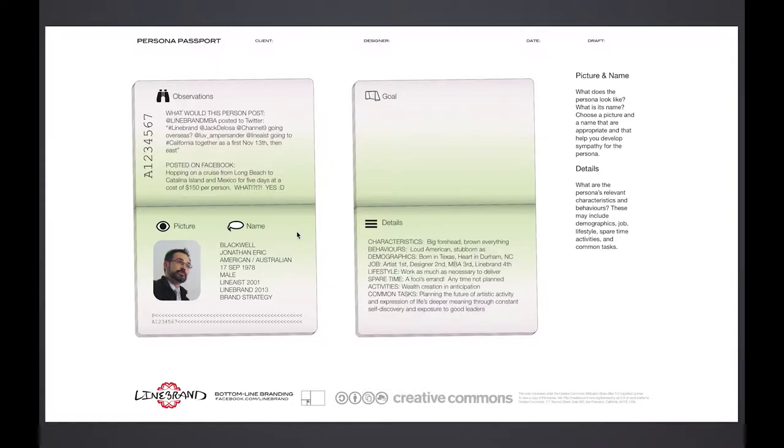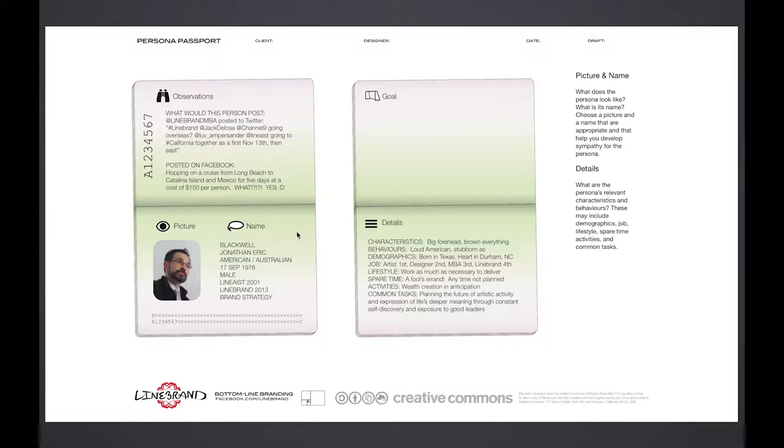So details, you want to be thinking about characteristics of your person, their behaviors, demographics of where they're from, where you might be able to connect to them in a deeper way, their jobs, what their jobs were, what their jobs are, what their jobs want to be, their lifestyle, spare time activities, common tasks. This is a template that you'll download for PowerPoint as the most universal program possible to execute it.